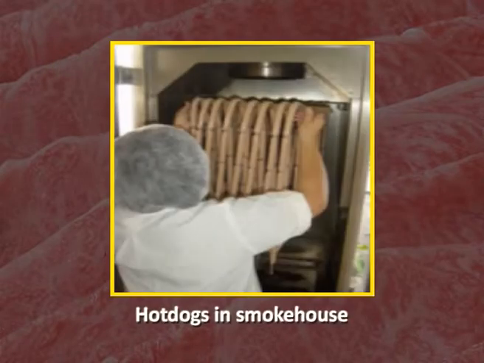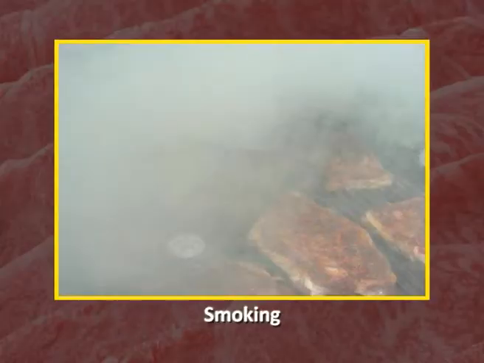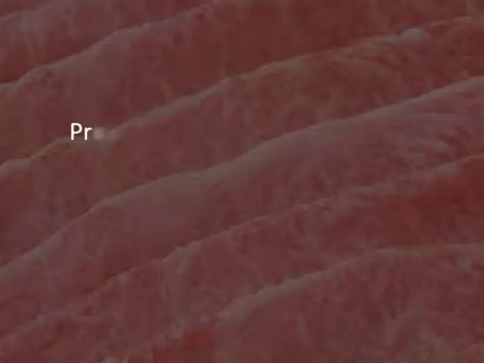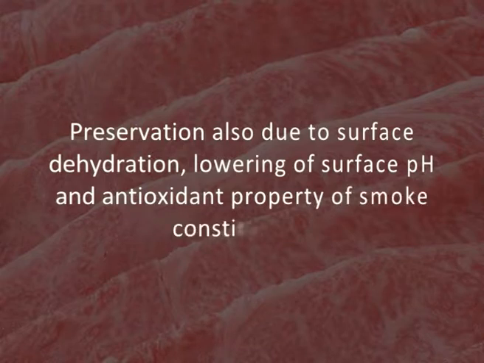Smoking. Three traditionally recognized reasons for smoking meat are for preservation, appearance, and flavor. Smoked meat is less likely to spoil than unsmoked meat. Smoking improves the flavor and appearance, aids in reducing mold growth, as well as retards rancid flavors. Smoke contains a number of food degradation products like aldehydes, ketones, organic acids, phenols, etc., which exert bacteriostatic effect besides imparting characteristic smoky flavor. Preservation is also due to surface dehydration, lowering of surface pH, and antioxidant property of smoke constituents.